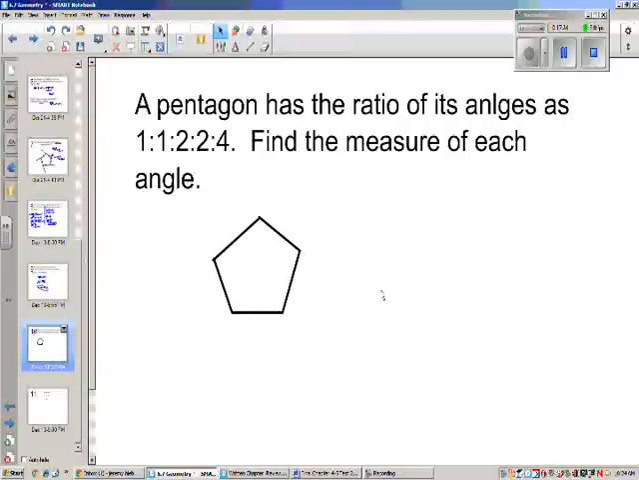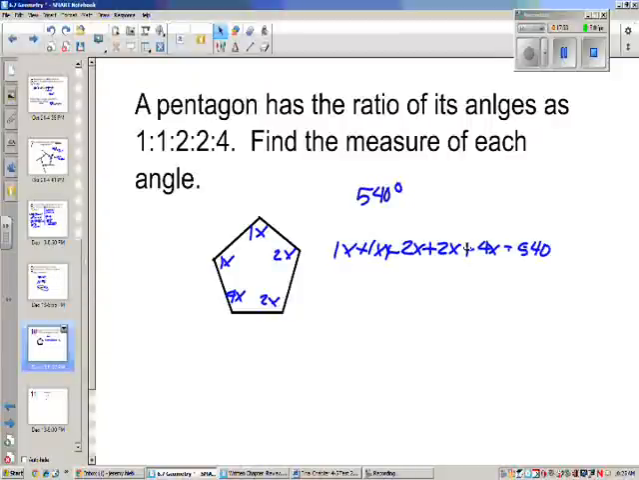So we know that there are 2 angles that have a ratio of 1, so we're going to call those 1x. We're going to call this one 1x. 2 angles have a ratio of 2. The biggest angle is 4, so in total I have 1, 1, 2, 2, 4, which are my ratios. And remember, a pentagon's total angles is 540 degrees. So if I add them all up, I should get an equation. See if you can solve this and tell me what you get.